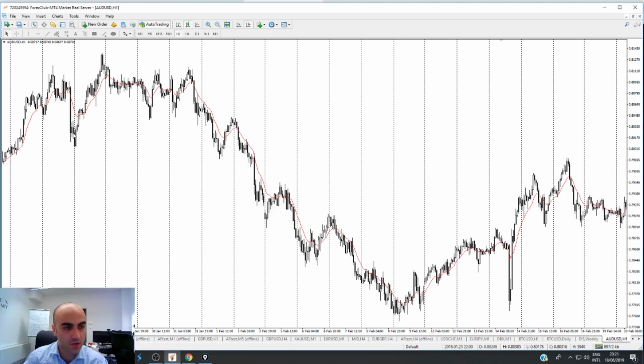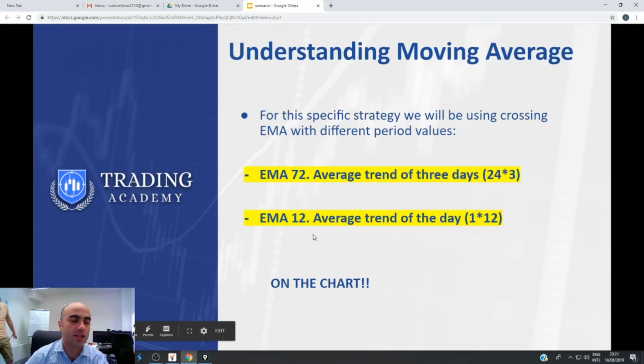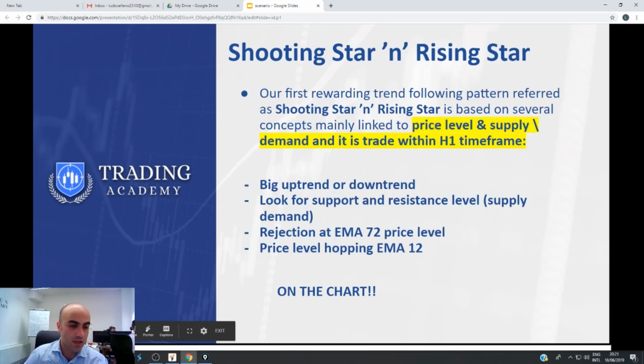So you see, it's a trend following line that follows the trend of the market and where the price is moving to. For this specific scenario, we want to use two different exponential moving averages: an average of 72, which is 3 days, and an average of 12, 1 day. We need to use these specific values because we're going to see after that we need a rejection in price at EMA 72 in order to open our trade.